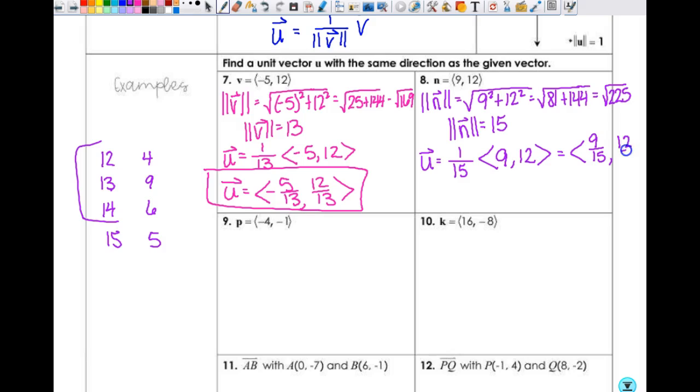You do reduce, yes. Yes, we absolutely reduce. And so we get 3 over 5 and what? 4 over 5. Always reduce your fractions as much as you can without making stuff up.